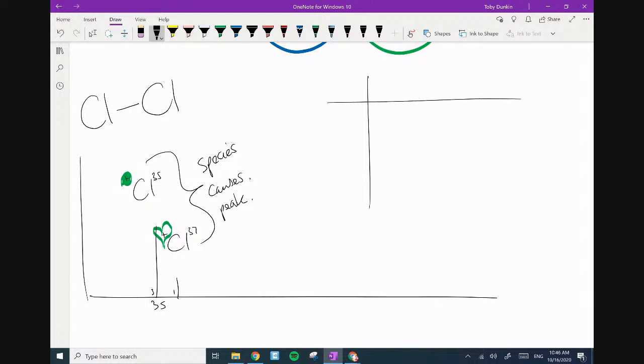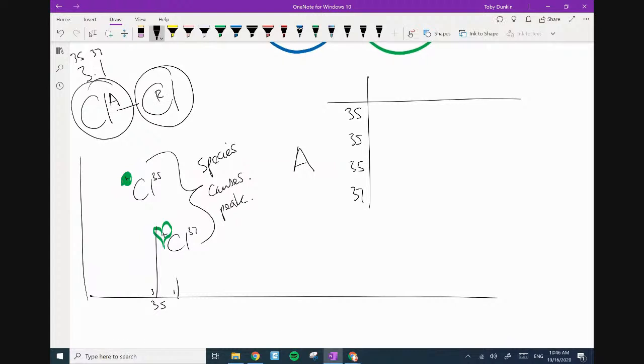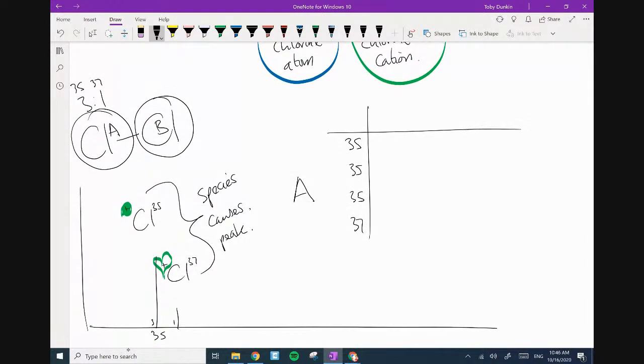Right, so Punnett square. I've got two options here. I've got atom A. Let's call this atom A. Now, atom A has a 3-to-1 chance of being 35 or 37. So A could be 35, 35, 35, or 37 in a 3-to-1 ratio. Atom B could also be 35 or 37 in a 3-to-1 ratio. So this is atom B: 35, 35, 35, and 37.